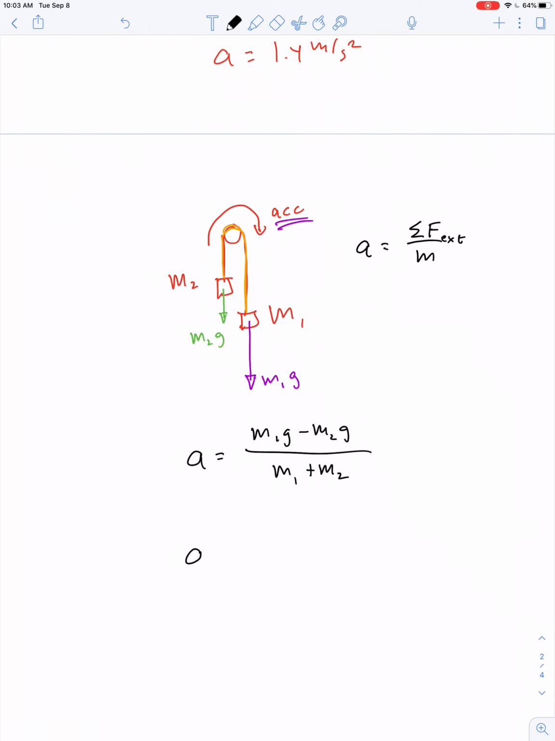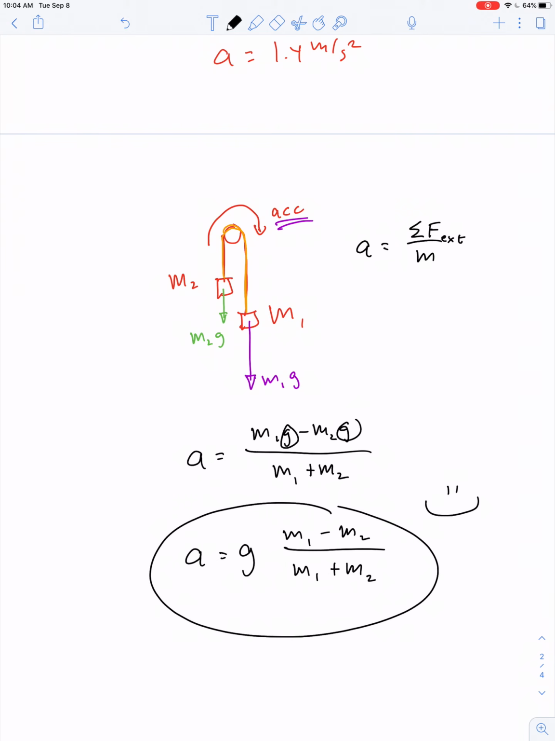So again, all we need to do to simplify is factor out the g, and we get the exact same expression we had from our first method. The acceleration is g times this factor based exclusively on mass that can be found by taking the difference between the masses in the numerator and dividing it by the sum of the masses in the denominator. So it's kind of nice to see that two different approaches yield the exact same result. That's the Atwood machine. Thanks for watching.